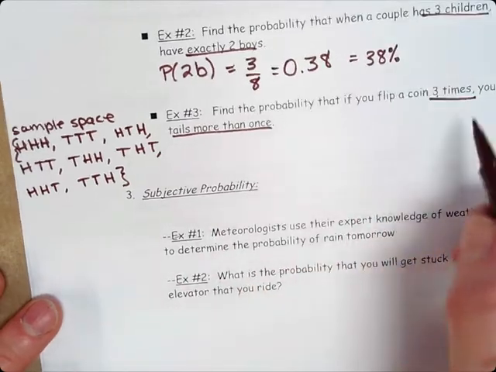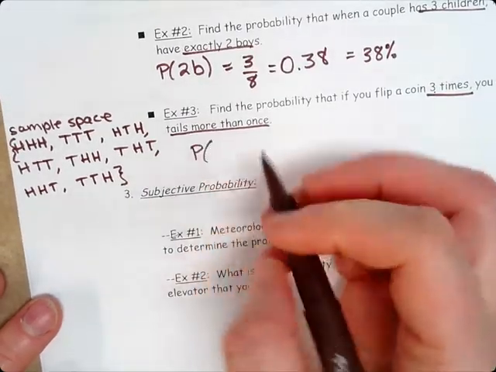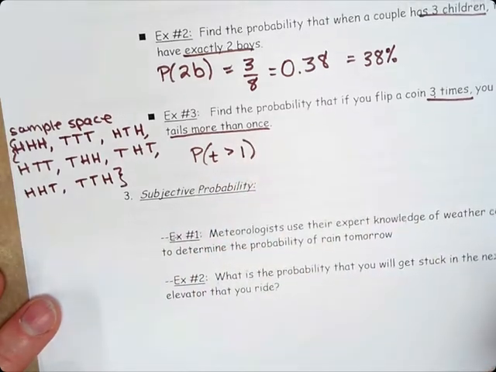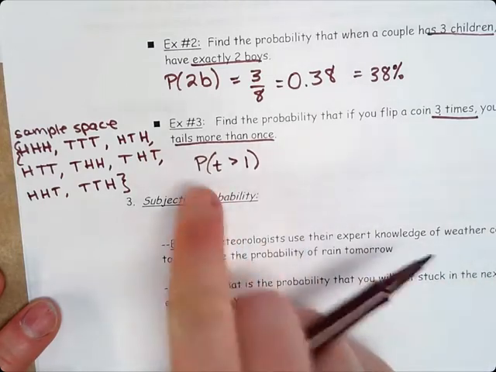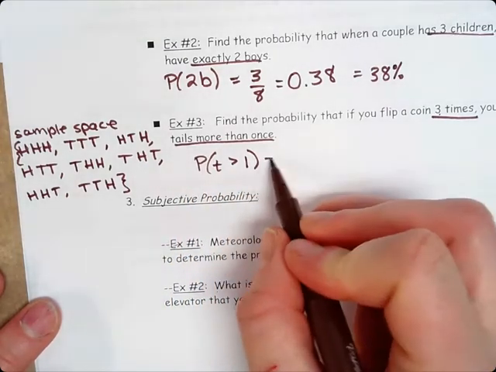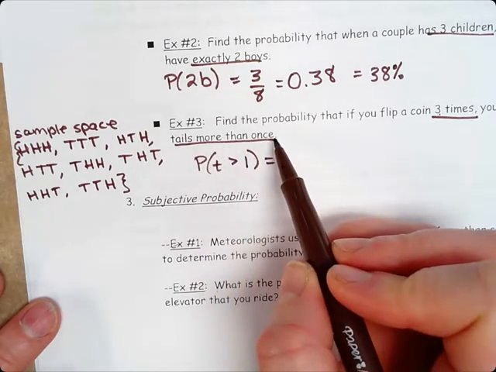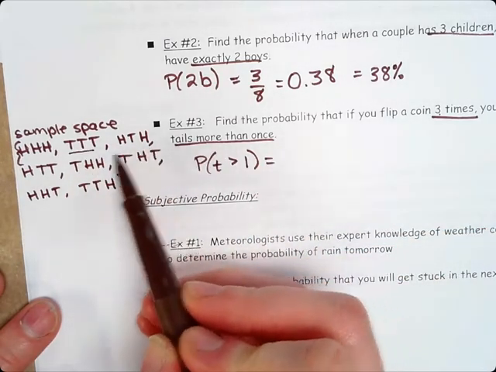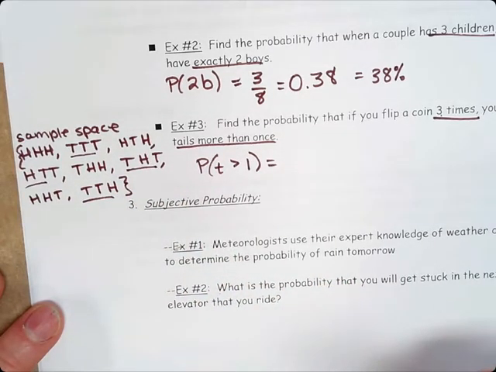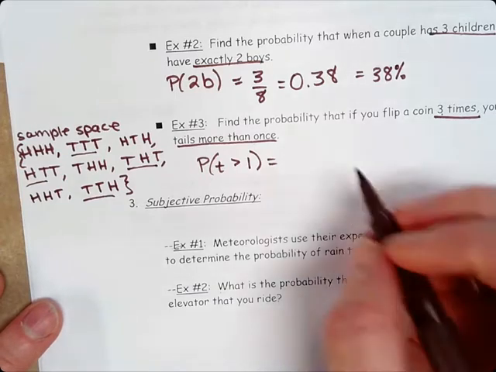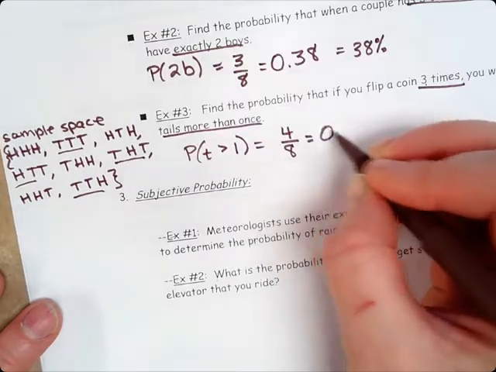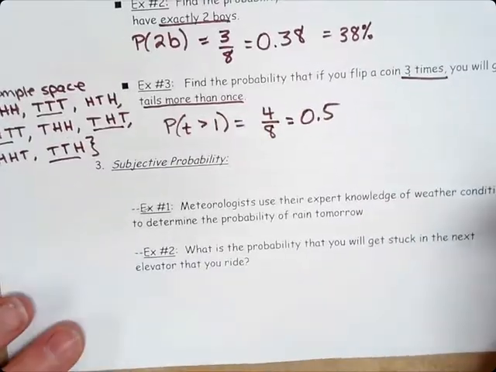Okay, so tails more than once. So tails would be greater than 1. So I'm going to write my probability of my event be tails greater than 1. So let's see, how many will you have tails more than once? Is it 4? Out of 8, which what would that probability be? Half, or 0.5, which is 50%.